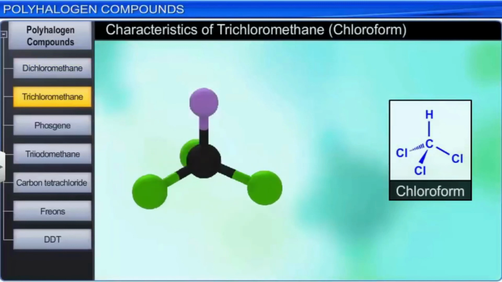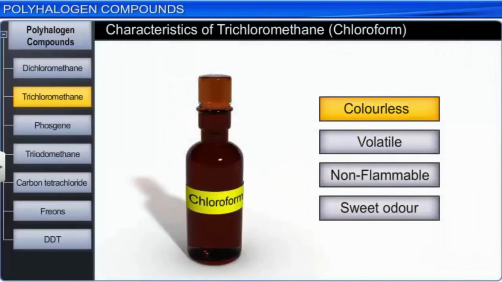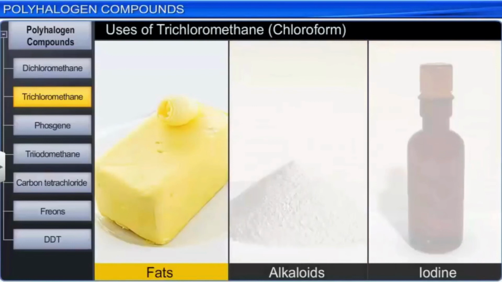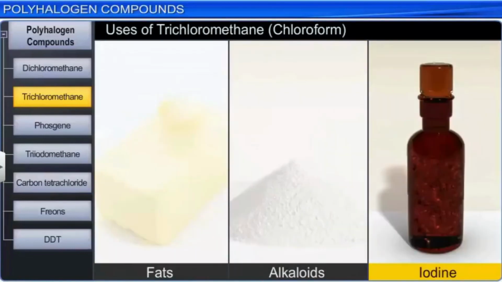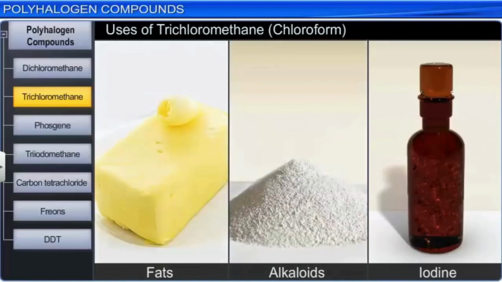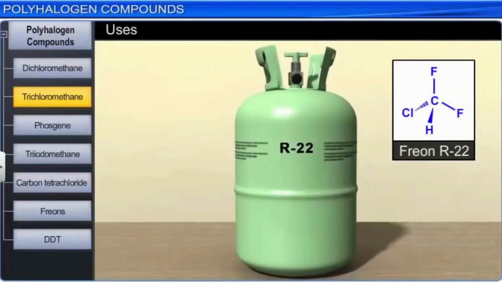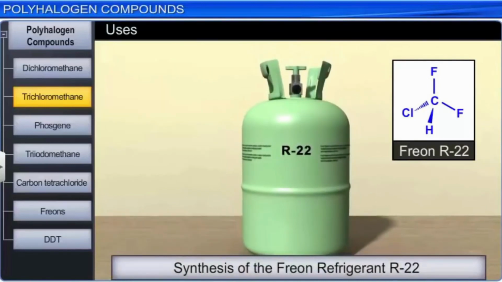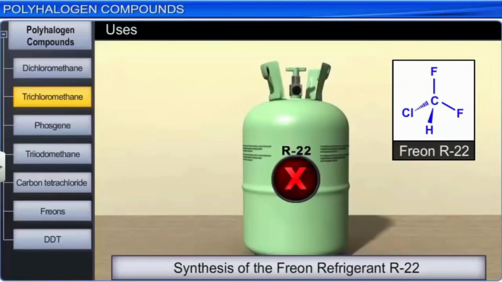Trichloromethane, or chloroform, is a colorless, volatile, non-flammable liquid with a sweet odor. It is used as a solvent for fats, alkaloids, iodine, and other substances. It is also used in the synthesis of freon, a refrigerant, or R22 shown here. Many nations are phasing out the use of R22 due to concerns about its role in ozone depletion.